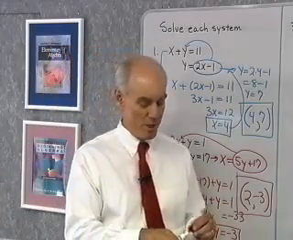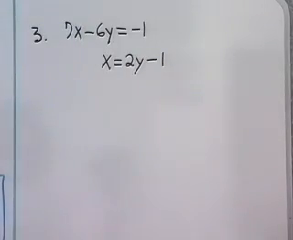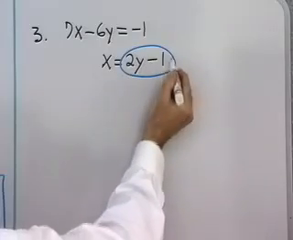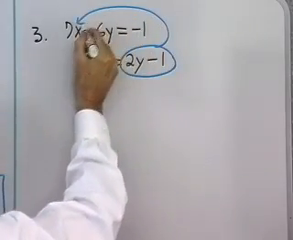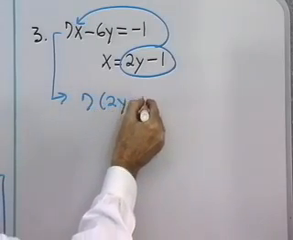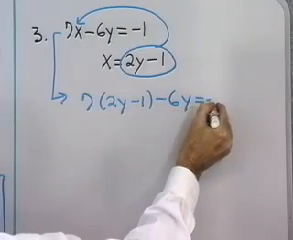Okay, we want to go now to one last example and see what we can do with it. So I have 7x minus 6y equal negative 1, and x is equal to 2y minus 1. I'll take that value of x, put it back into this equation, and I have 2y minus 1, that quantity times 7, minus 6y is equal to negative 1.